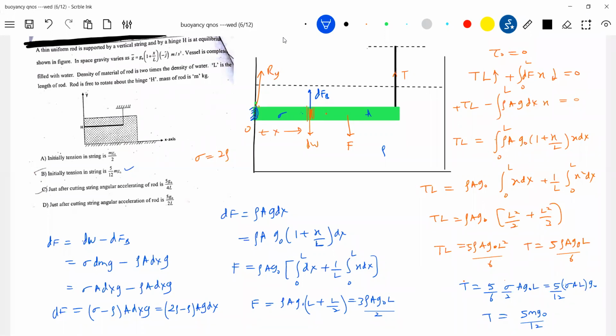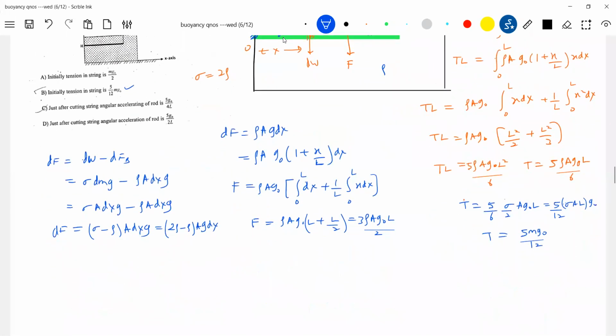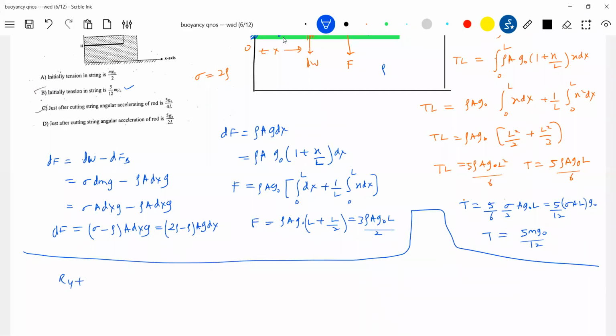Little bit lengthy. He has made a lot of twist here. And just after cutting the string, what shall I do? The rho, I'm replacing this one. Just after cutting the string, with this you can calculate the reaction at the hinge also. How to calculate the reaction at the hinge after this? Ry plus T, total force, let it be here, equal to 0. You can calculate the reaction at the hinge.